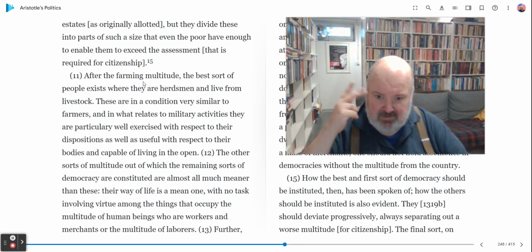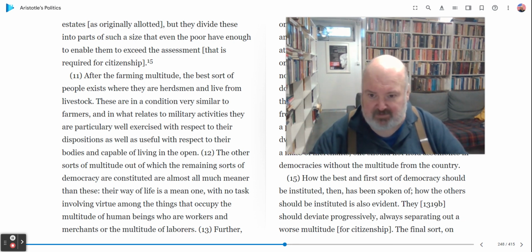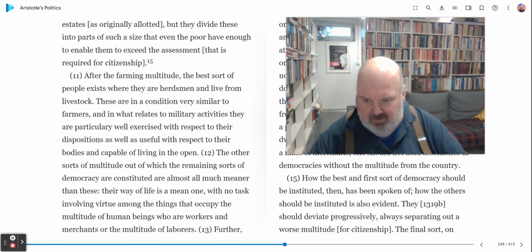That's the farming multitude, then the herding multitude, right? Herding and living from their herdsmen and from livestock. Now, the other sorts of multitude out of which the remaining sorts of democracy are constituted are almost all much meaner than these. Their way of life is a mean one.